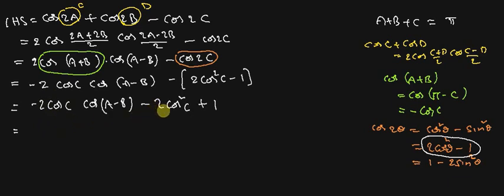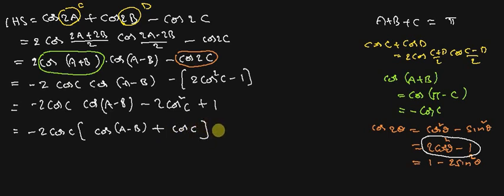The first two terms have a common factor, minus 2 cos c. Take that out, and what is left in the first term? Cos of a minus b, and minus 2 cos c is already taken as a common factor. So take plus cos c and close the bracket, and last, plus 1.